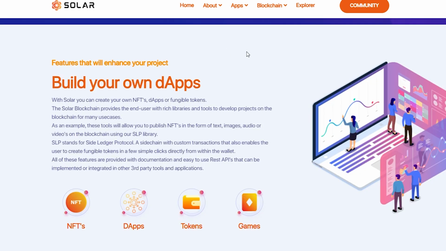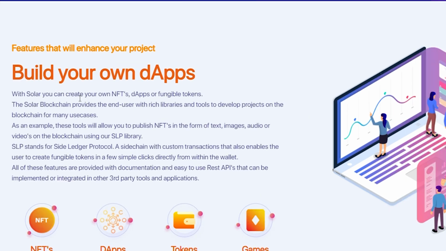Now, some really exciting stuff that I personally found about the actual Solar blockchain is that, obviously going in with some fierce competition, they are still going to be able to do a lot of the relevant things in dApps, NFTs, tokens, and games, guys. So with Solar, you can of course create your own NFTs, dApps, or fungible tokens.